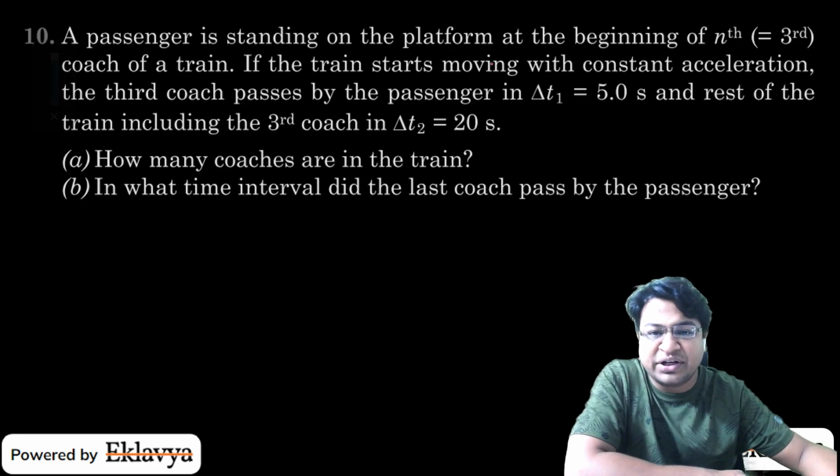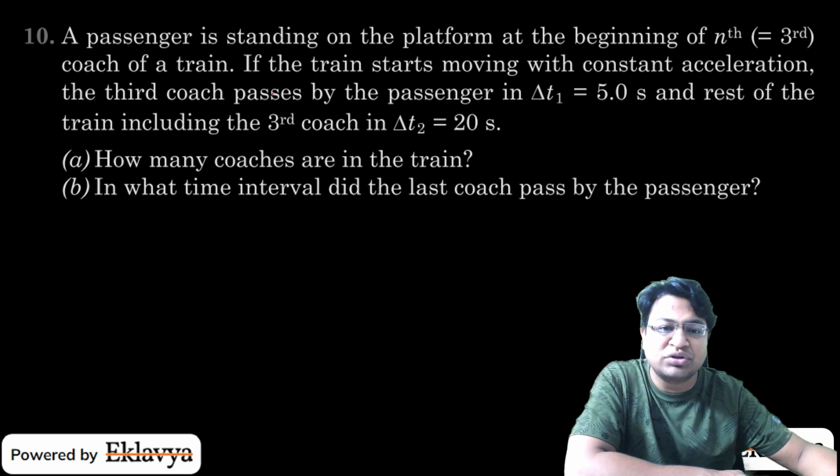All right, let's have a look at this question. A passenger is standing at a platform at the beginning of the nth coach of a train. If the train starts moving with a constant acceleration, the third coach, which is the nth coach, passes by the passenger in delta T1, and the rest of the train, including the third coach, that is the nth coach, passes in delta T2. How many coaches are there?